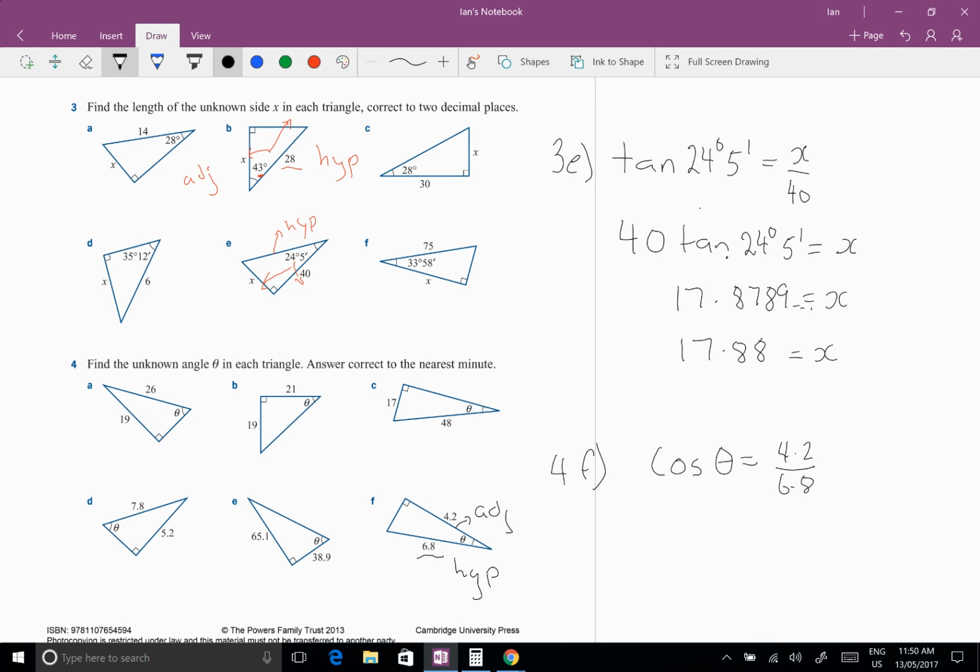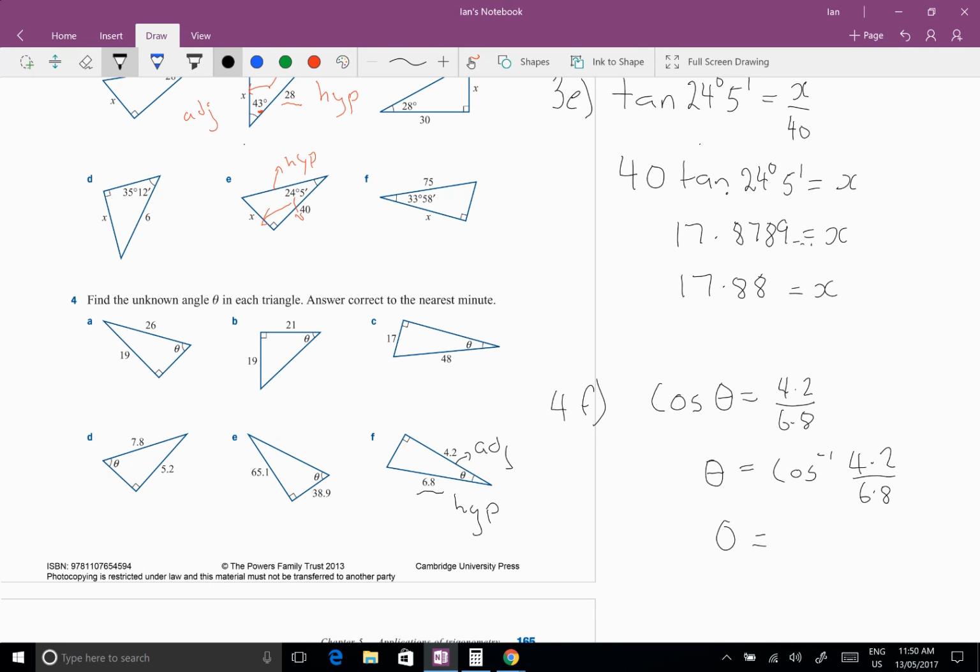And this is where I use the inverse. In America, they call it the arccos of that to get rid of cos. So I'm going to do the inverse cos, which is undoing the cos, which will leave me with the angle.